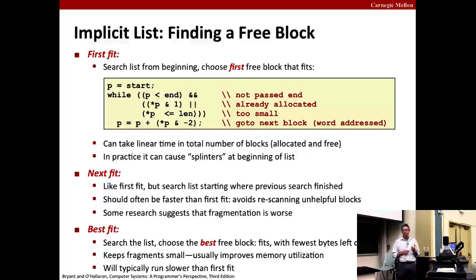Okay, so if we ask for 10 bytes, try to scan the heap for the block that has the closest to 10 bytes in it. That's called best fit. And best fit, you can see, sounds like it would be a lot more expensive, right? Because instead of just looking until you find a fit, you'd have to scan all the free blocks and then pick the best one.